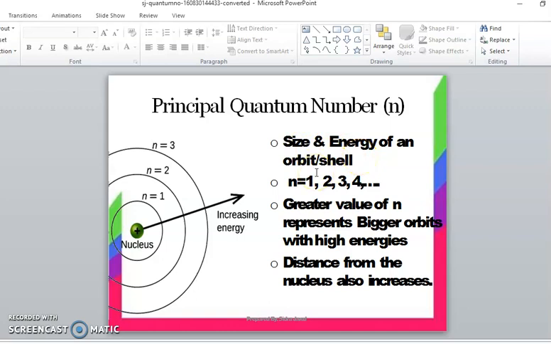or orbit. So as the n value increases, the size increases. Similarly, with the n value, you can calculate the energy also. There is an equation, and based on the equation, you can calculate the energy. And of course, it also tells about the distance from the nucleus. All these are explained by the principal quantum number.